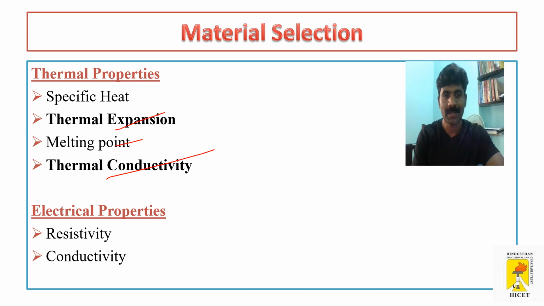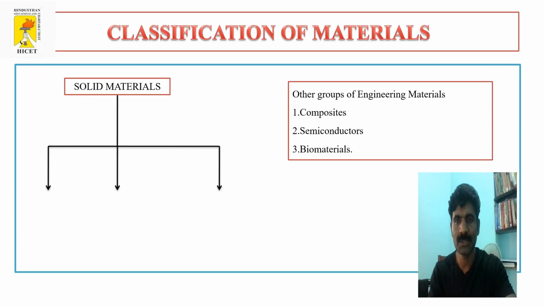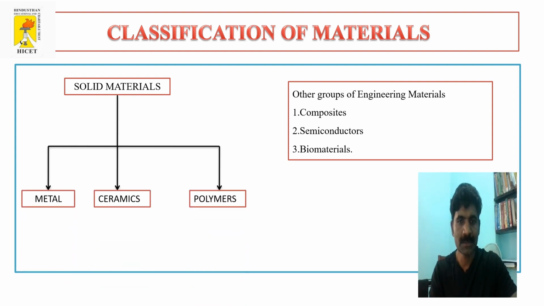And the next properties would be the electrical properties, resistivity, conductivity. So, talking about the classification of materials. So, let's talk about the solid materials here. So, it is of three types. One is metal, ceramics, polymers, and other group of engineering materials are composite, semiconductors, biomaterials.